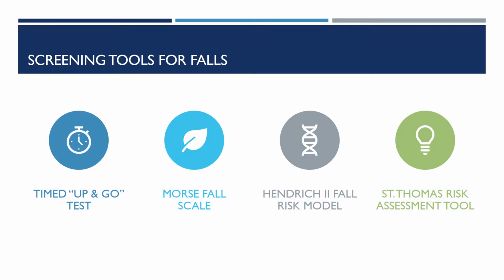Next, we'll talk about four tools for assessing the patient's risk for falling. These include the Timed Up and Go test, the Morse Fall Scale, the Hendrich II Fall Risk Model, and the St. Thomas Risk Assessment Tool in Falling Elderly Inpatients, also known as the STRATIFY tool.